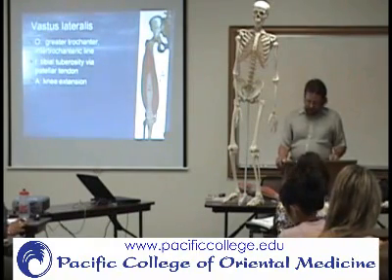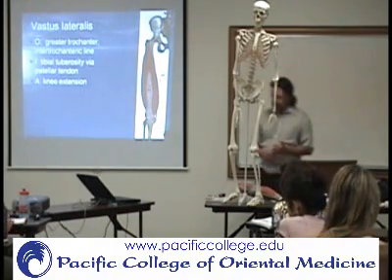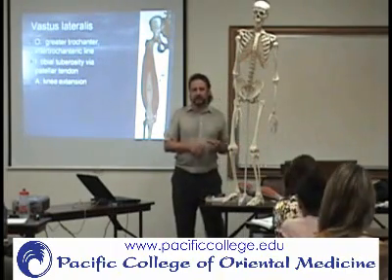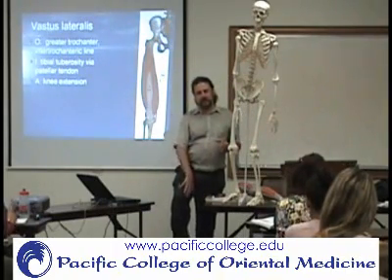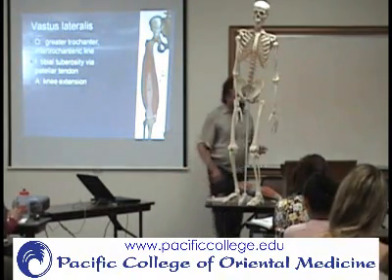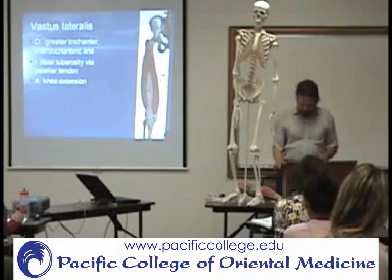Then the rest of the quadriceps, you're going to have the vastus lateralis, the vastus medialis, and the vastus intermedius. So medialis is going to be obviously on the medial side, lateralis is going to be on the lateral side, and then the other one's going to be in the middle.